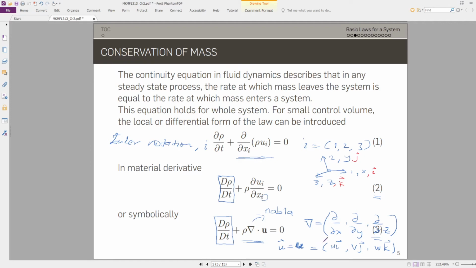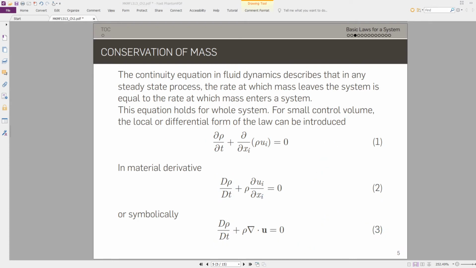So this may require you to do a little bit of exercise or revision on the mathematics, vector mathematics or tensor mathematics, just a little bit, not to the very depths of matrix or vector operations.